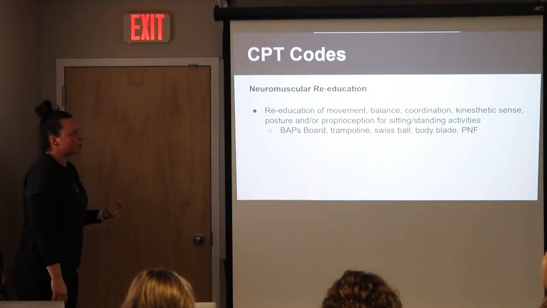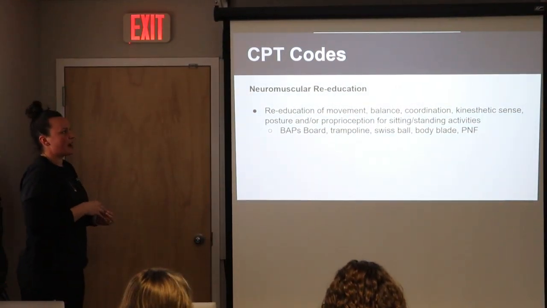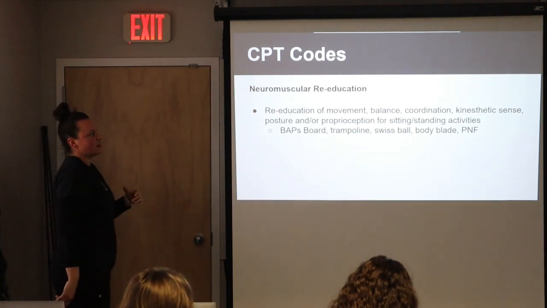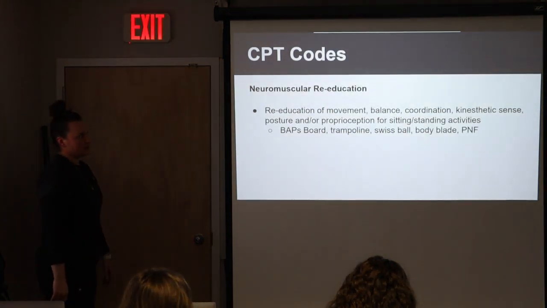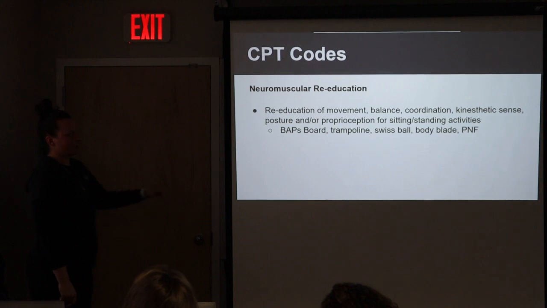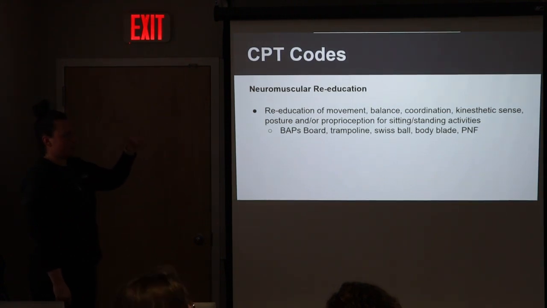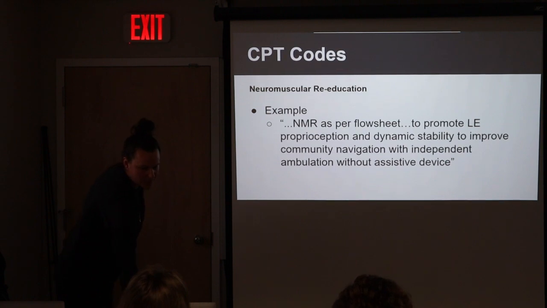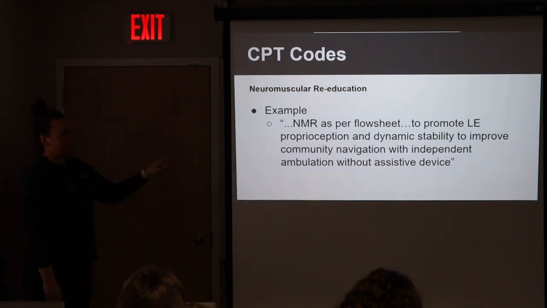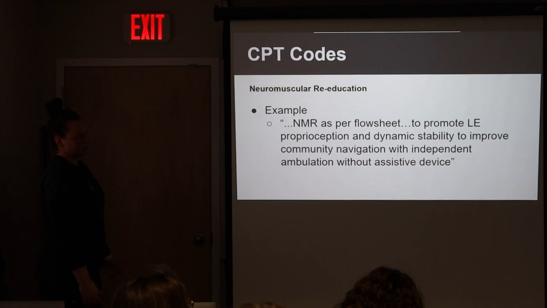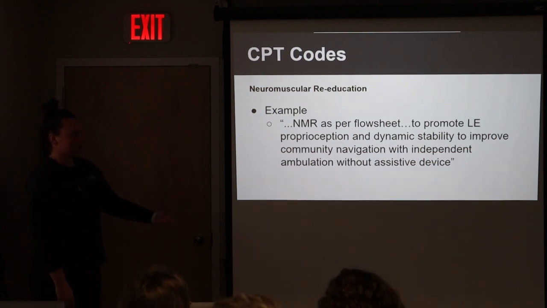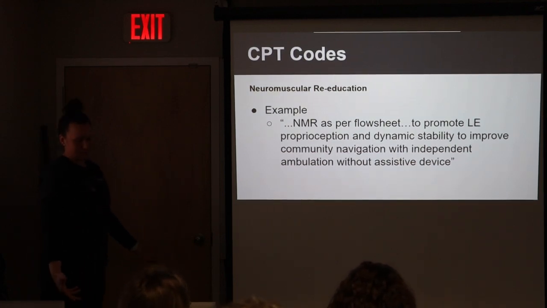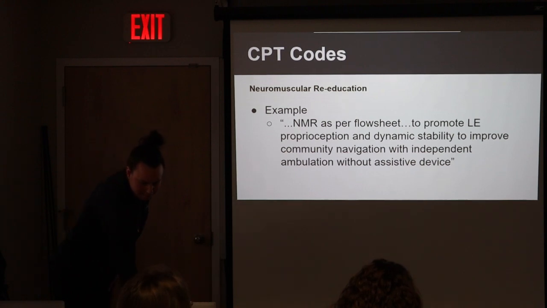Neuro-rehab is pretty straightforward, so we're targeting proprioception, movement, balance, coordination, kinesthetic sense. Here are some examples that the CPT coding gives as far as what exercises specifically fall under neuro-rehab. And an example there, again, ties into a goal or a functional limitation that the patient may have, such as wanting to be able to ambulate on different surfaces, community navigation.